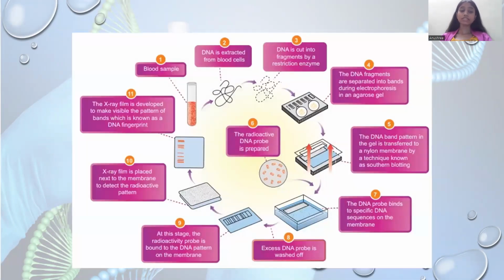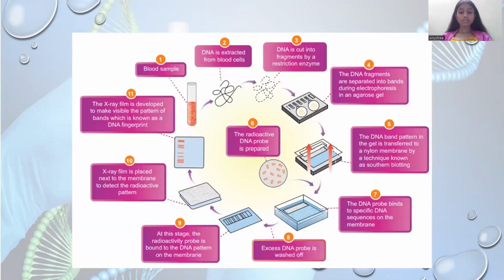So here you can see in this diagram, firstly we collect the blood sample, DNA is then extracted from the blood cells, and then DNA is cut into fragments by a restriction enzyme. The DNA fragments are separated into bands using electrophoresis in an agarose gel. The DNA band pattern in the gel is transferred to a nylon membrane by a technique called Southern blotting. Then the DNA probe binds to the specific DNA sequences on the membrane.